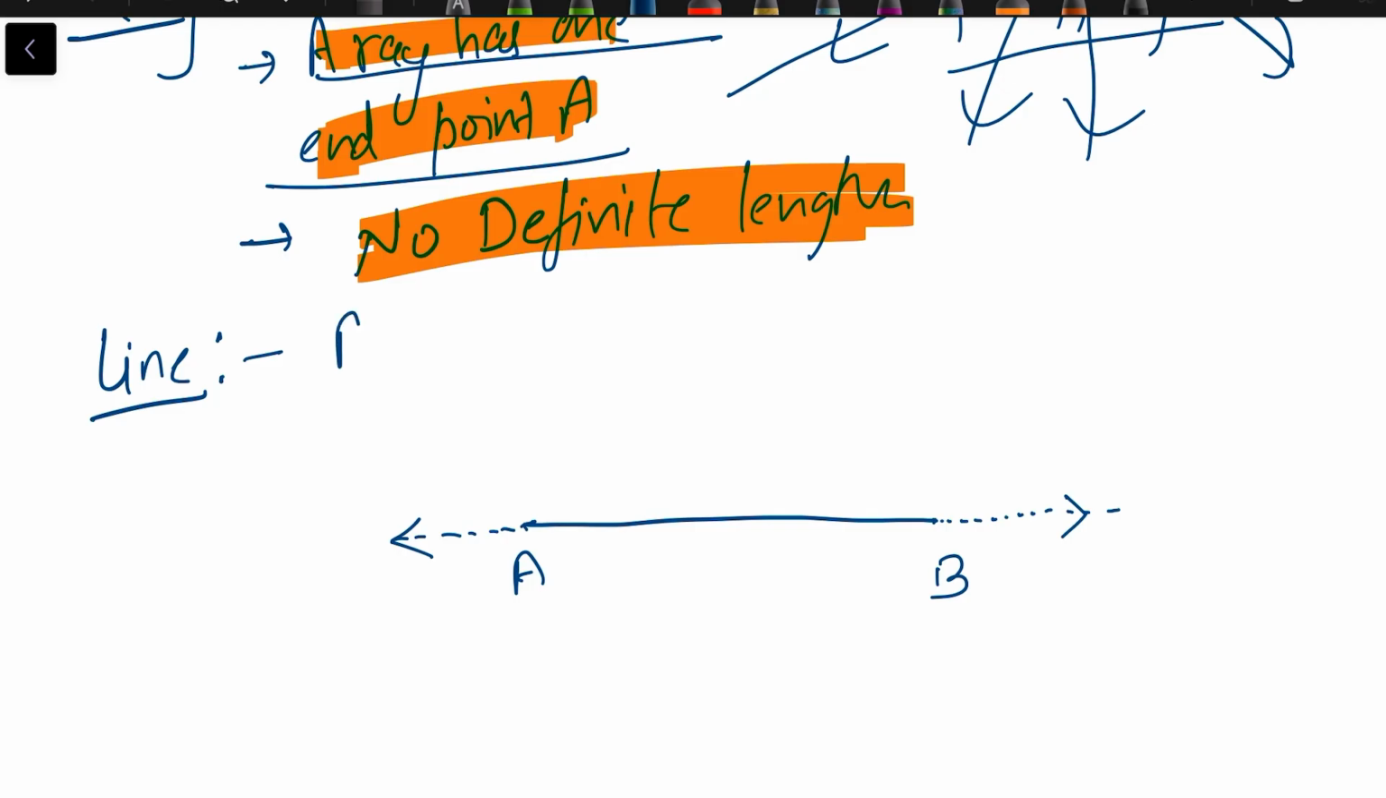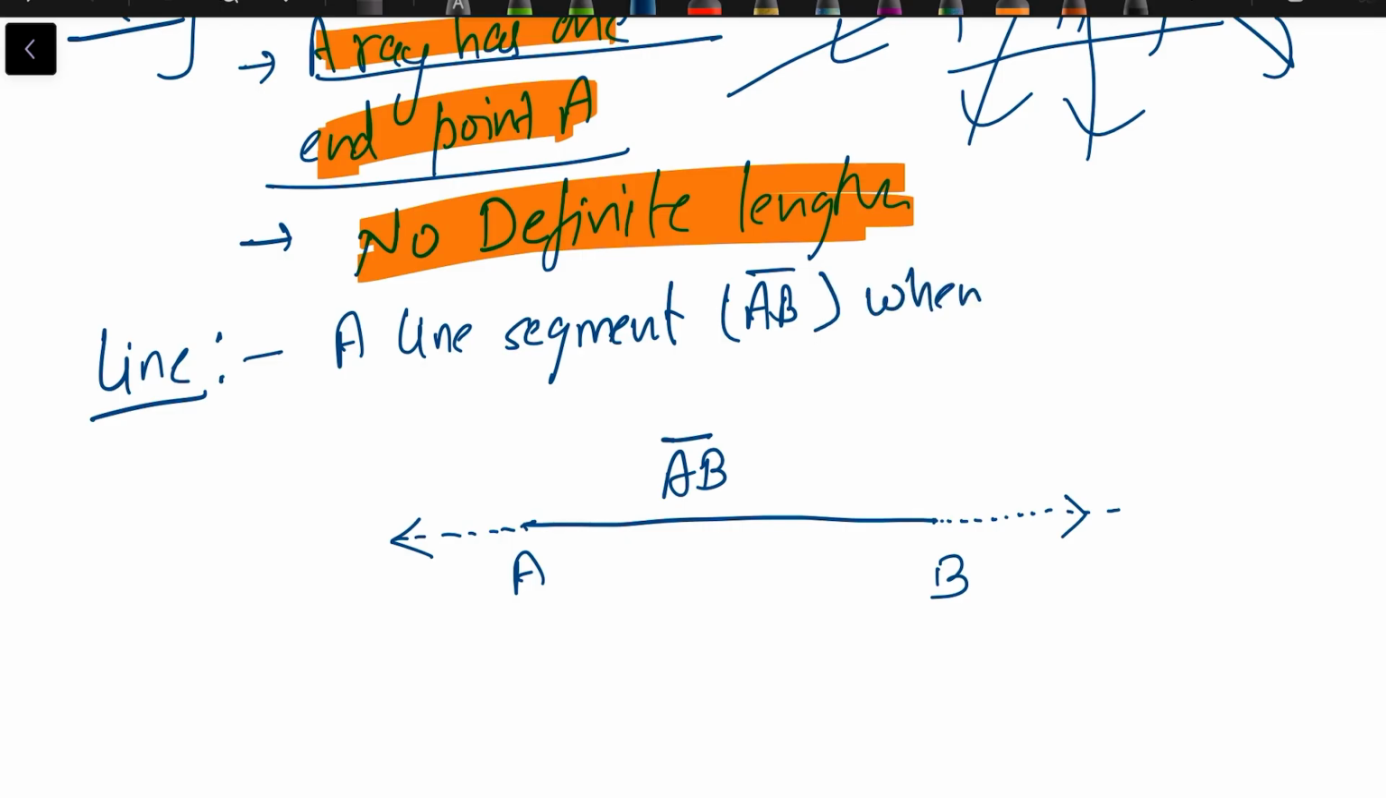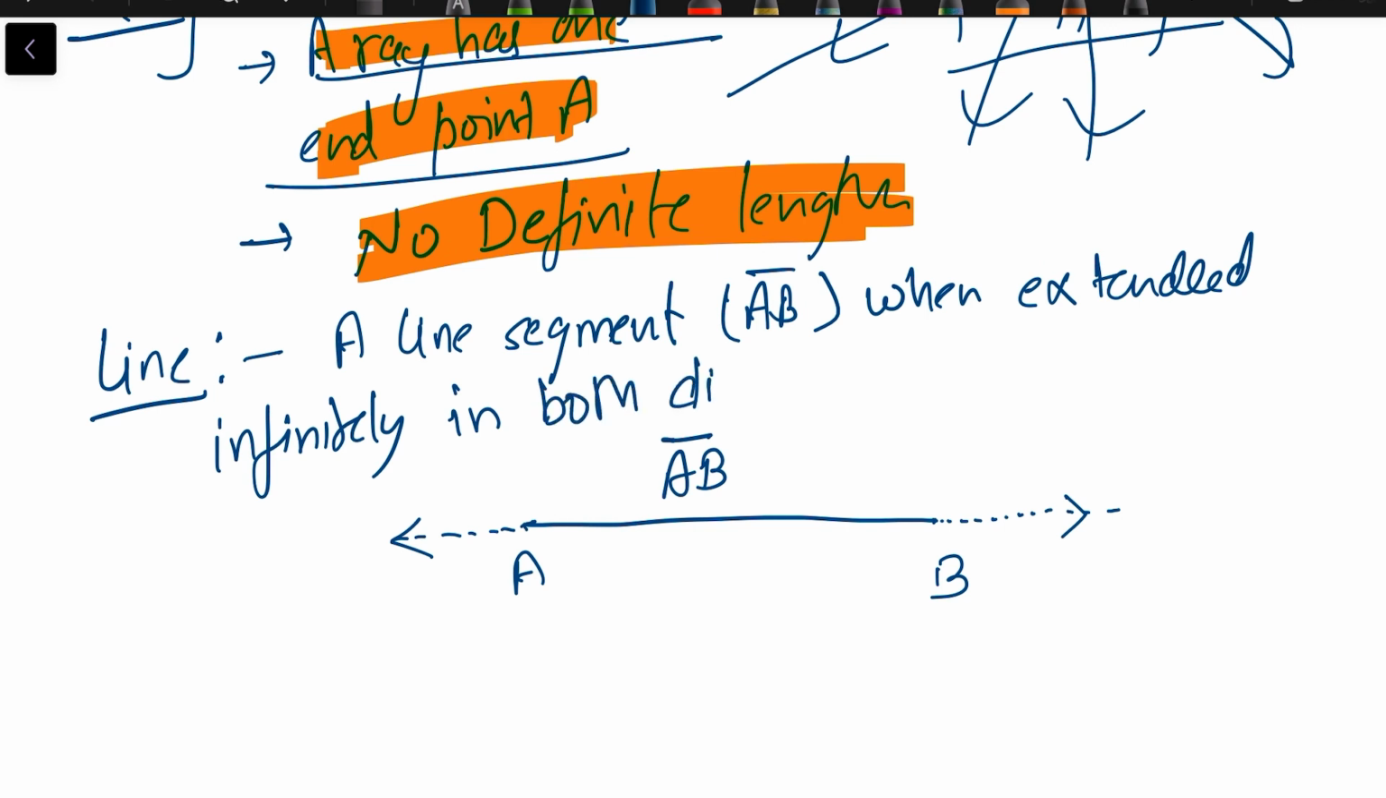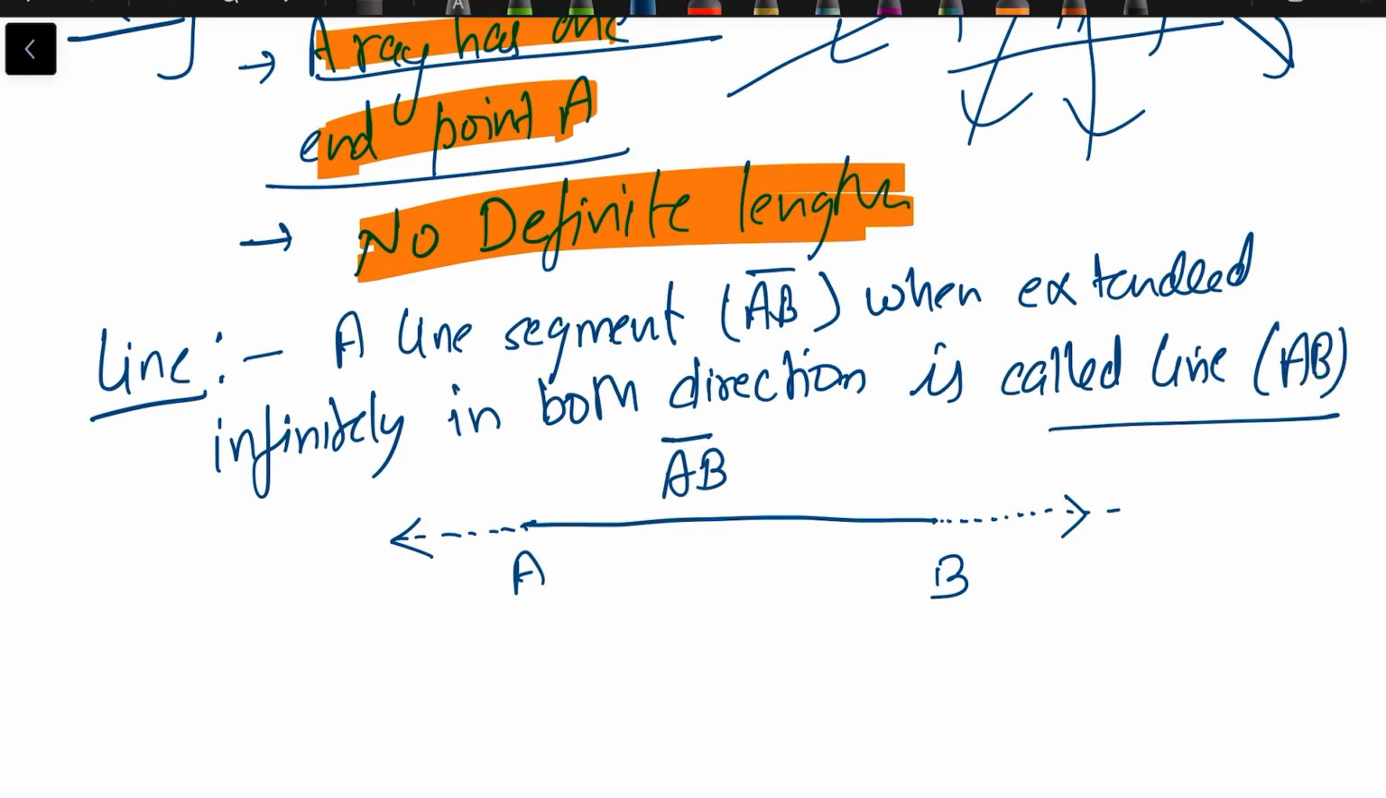A line segment, this is the line segment, AB is the line segment. So the line segment AB, when extended infinitely in both directions, is called a line, and that line is AB here in the blue example.